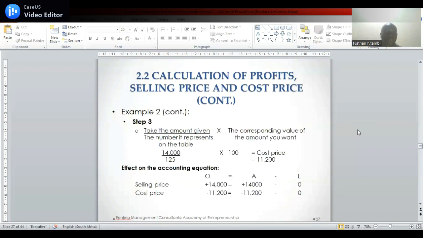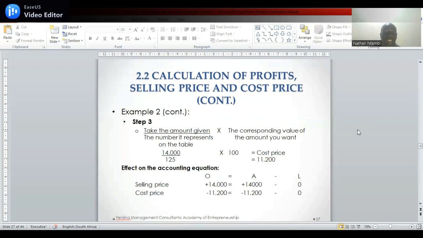So if you go to step 3, we are going to say, take the amount given, divide by the number it represents on the table, times the corresponding value of the amount you want. So in this case, we want cost price. We are going to say 14,000 divided by 125 times 100, giving us the cost price of 11,200.